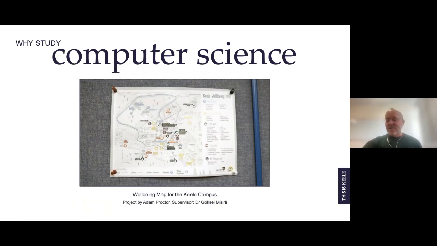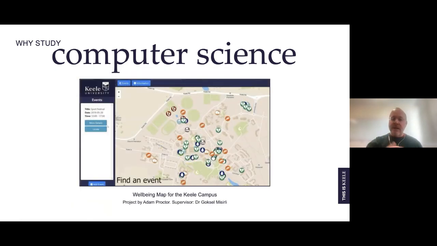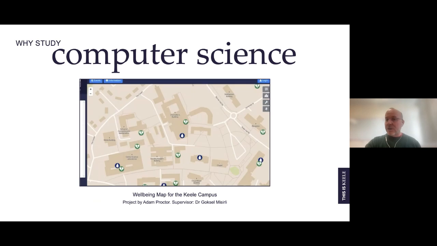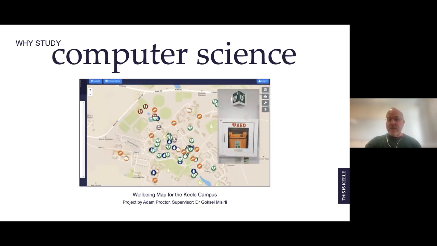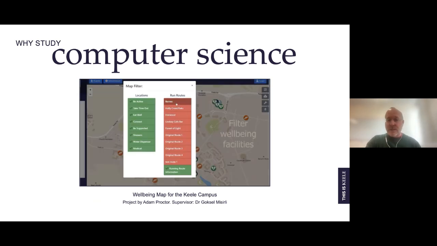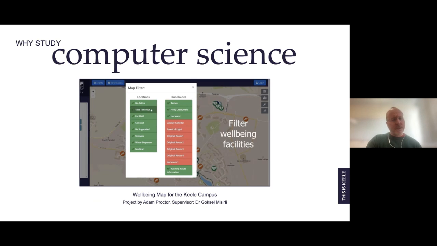And again, just jumping to a different topic, yet another project. In this case, this project was supervised by Goxel, another colleague of mine, who teaches communications and networks, one of our modules. And in this case, the project is about a web application. This is one of the projects. This was actually a project that was completed a couple of years ago.